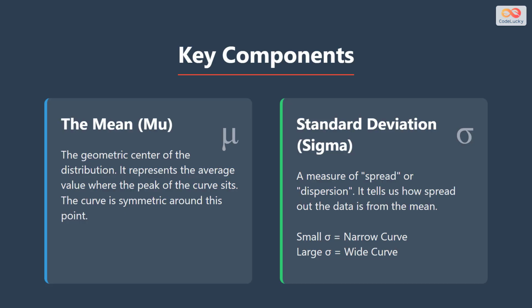There are two main players here. First is the mean, represented by the Greek letter mu. This is the center point. Second is the standard deviation, represented by sigma. This measures the spread. A small sigma means a tall, narrow curve, while a large sigma creates a flat, wide curve.